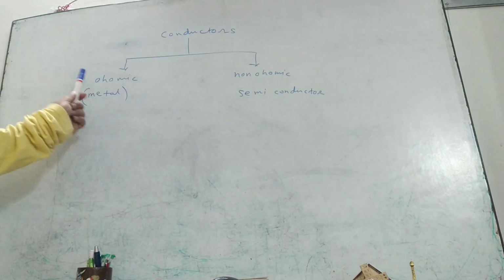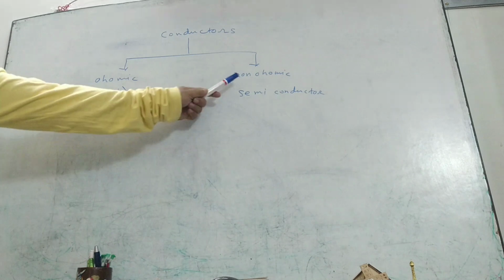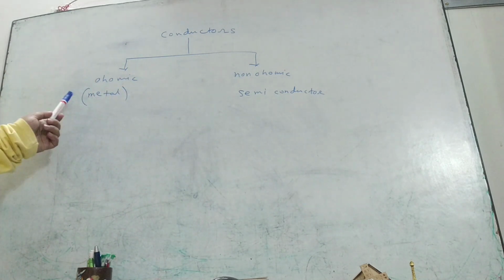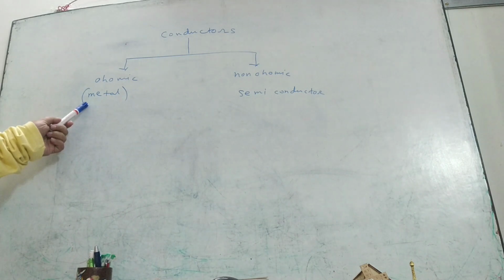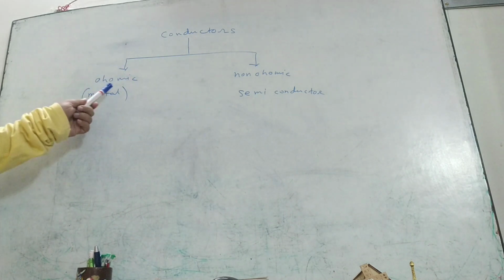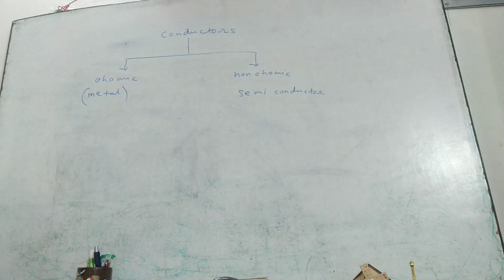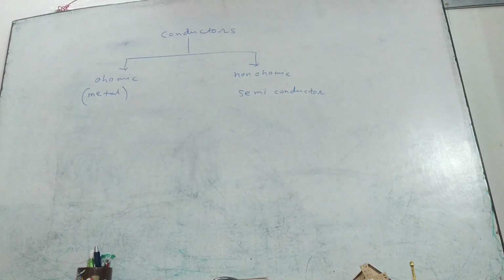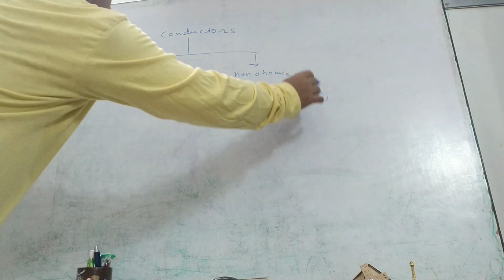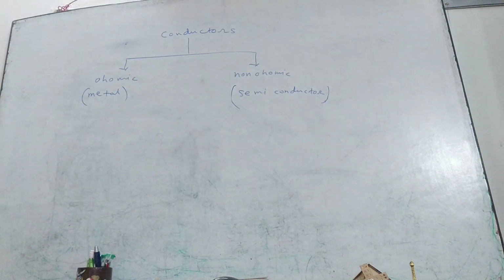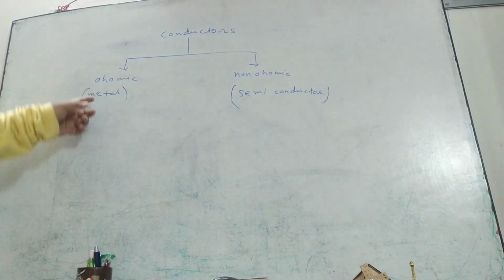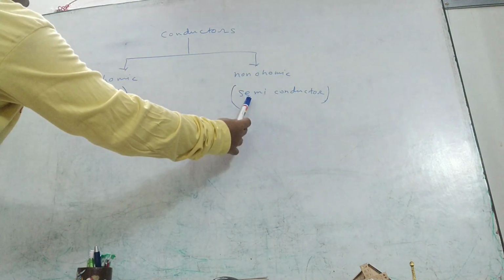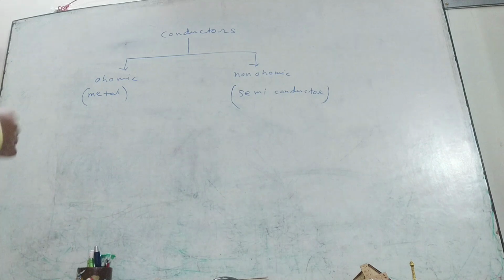Conductors are mainly of two types, ohmic conductors and non-ohmic conductors. The conductors which follow Ohm's law strictly are known as ohmic conductors, and the conductors which do not follow Ohm's law are known as non-ohmic conductors. An example of an ohmic conductor is metal, and an example of a non-ohmic conductor is a semiconductor, etc.